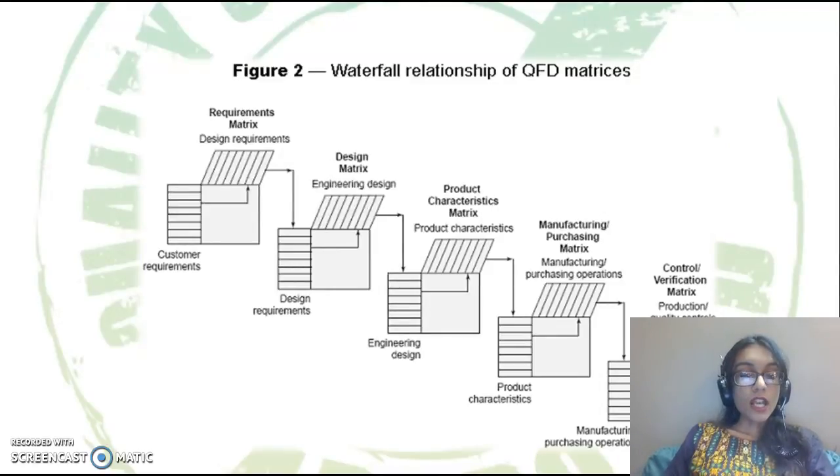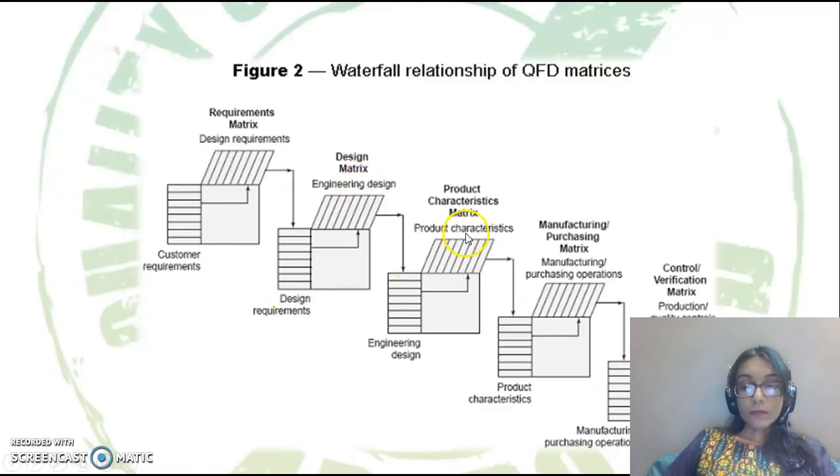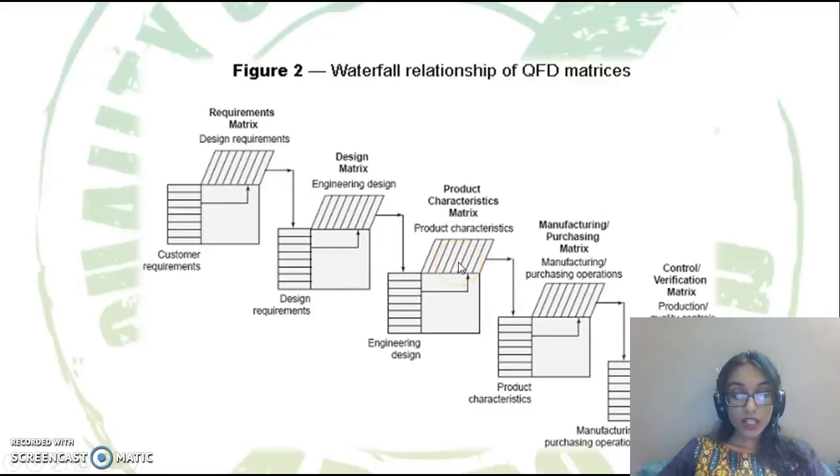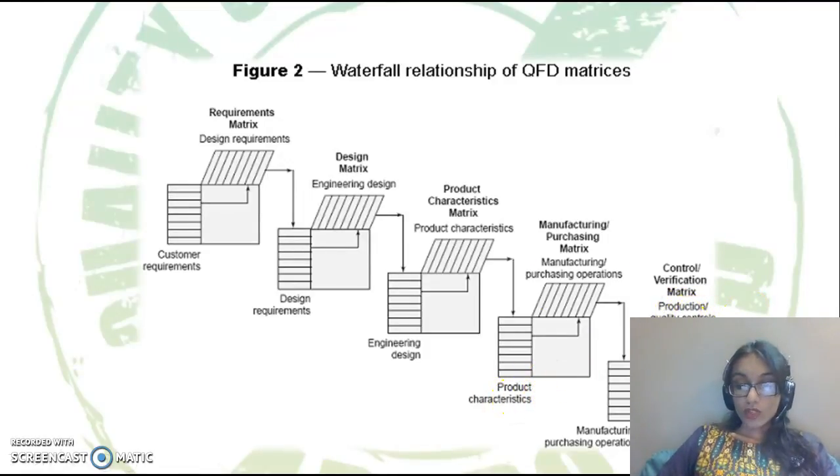The first matrix has customer requirements on one side and design requirements which are required to meet those customer requirements. The second matrix has engineering designs which can be used to meet those design requirements. The third matrix lists the product characteristics which are needed to meet those engineering designs. The fourth matrix has the purchasing operations which are required to meet those product characteristics, and the last matrix has the quality controls which should be implemented to meet those manufacturing and purchasing operations.